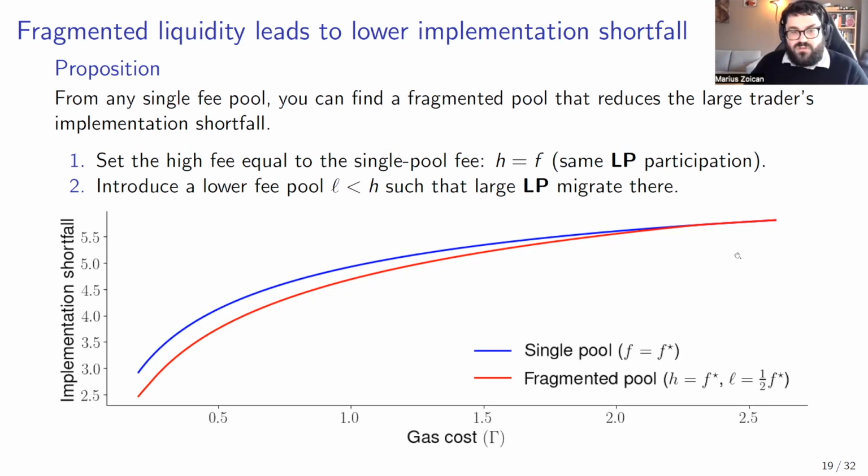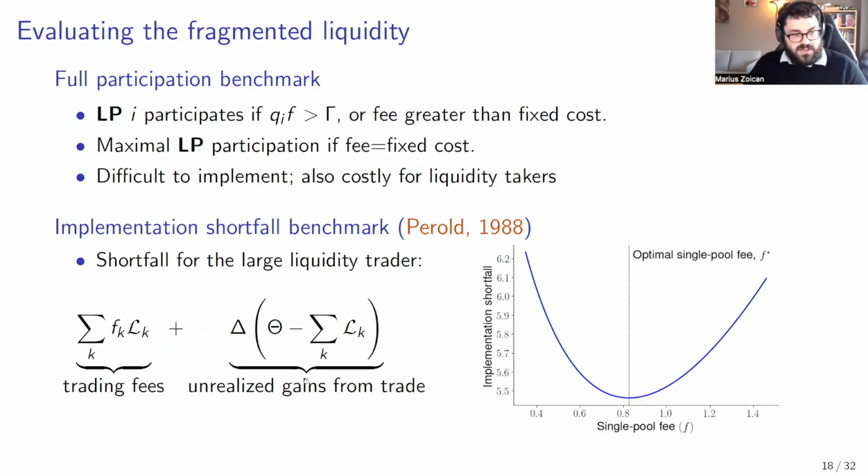Well, if the gas cost is too high, then nobody's going to migrate to the low fee pool to begin with. They're all going to stay on the high fee pool, so you're essentially in the optimal single fee pool scenario once again. Right? So the main idea here is that having two pools basically allows you to control both participation, the participation level, which is crucial to determine the unrealized gain from trade, and the level of fees. You have two objectives that are difficult to optimize with only one instrument, with only one fee.